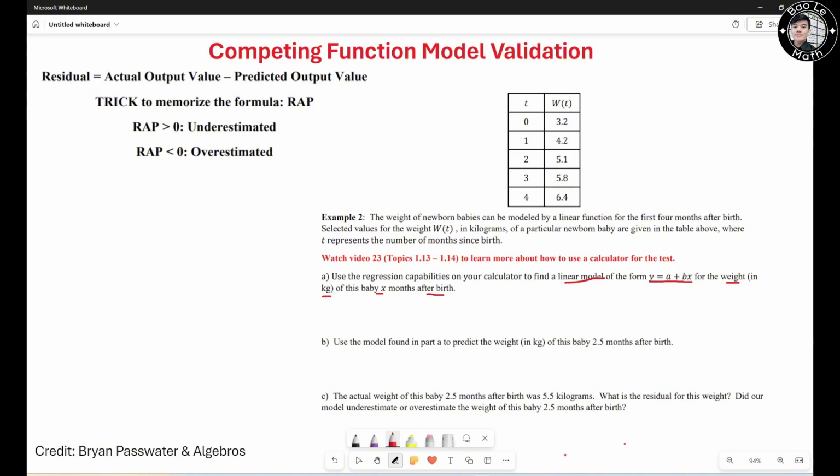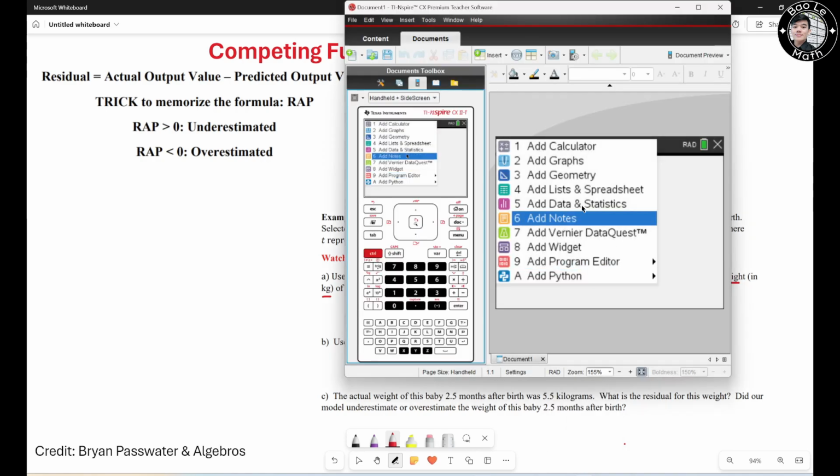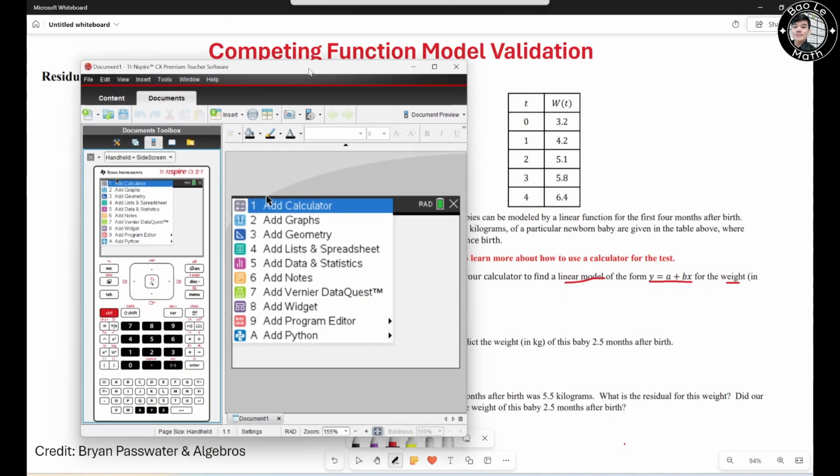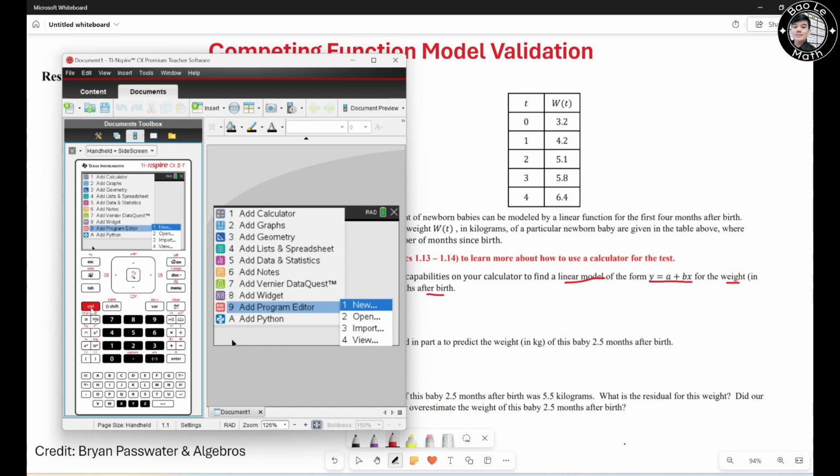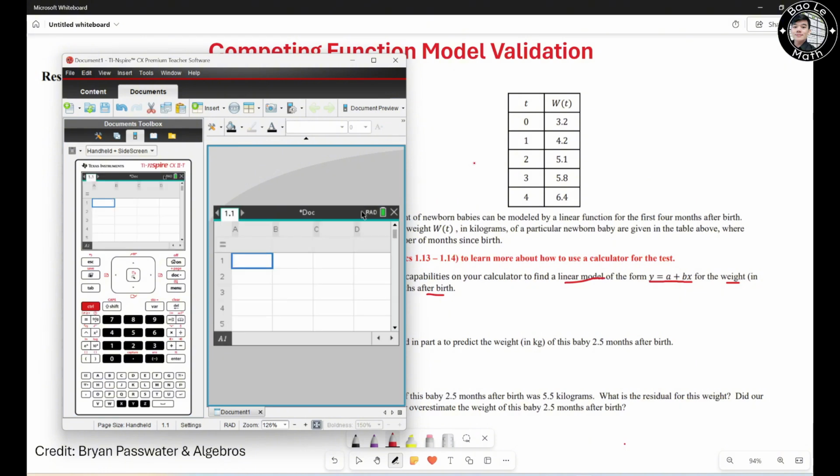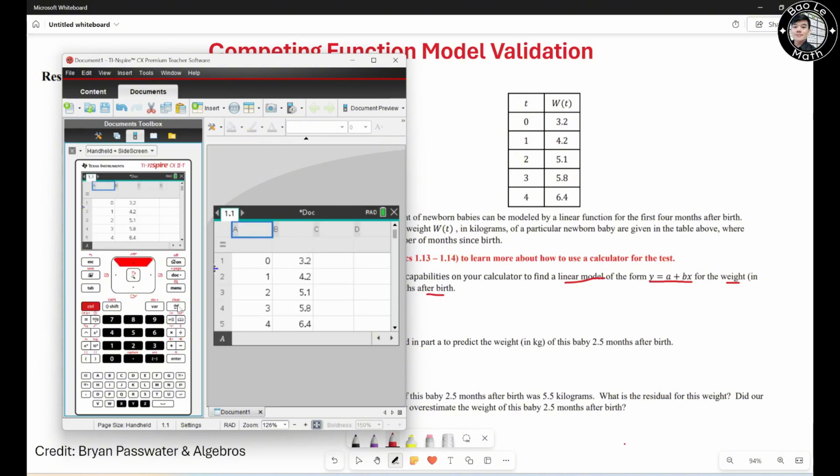We're going to bring up the calculator. This is the TI-Nspire calculator. We're going to hit Control I. We're going to pick number 4, Add Lists & Spreadsheet, and then we just input the values right here. Now don't forget to label the s and y columns. So I'm going to put s here, y.